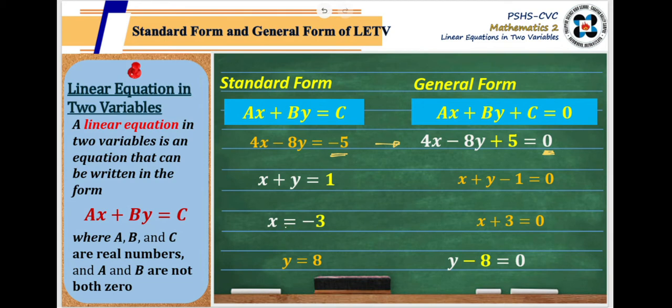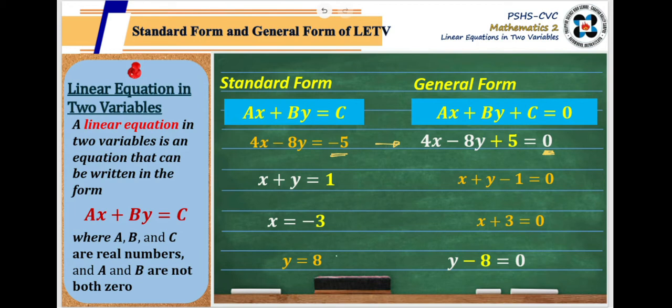But if one variable is missing, or let's say the value of b is equal to 0, then there's no need to write plus 0y in our equation. So for as long as the variable is isolated from the constant, then it is already written in standard form. Whereas for the general form, we should group all terms on one side of the equation. So we have x plus 3 equals 0. So again, there's no need to write 0y in our equation.